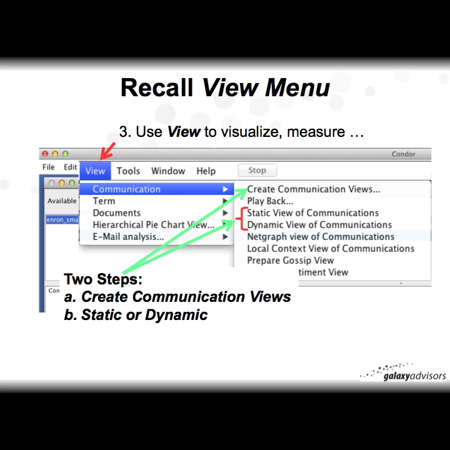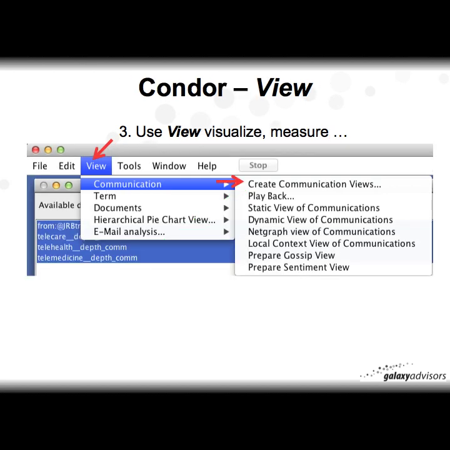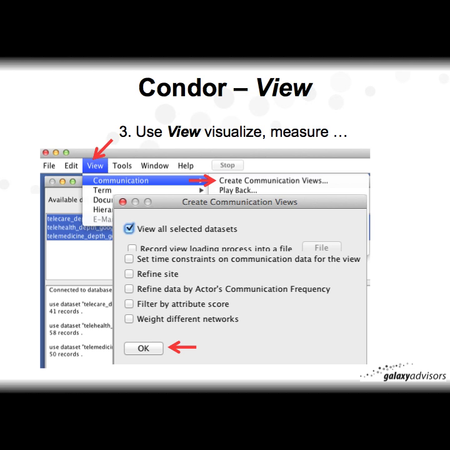Remember, this takes two steps. The first one is to click View Communication, creates communication view. Then the second step will be View Communication, and either click on static or dynamic, and for this purpose I'm going to click the static. So we start with the first one, click View Communication, create communications views. A window will pop up, and I'll just say yes, select all data sets and click OK. In this case, there's just one.